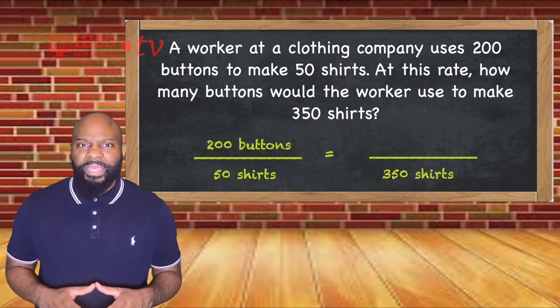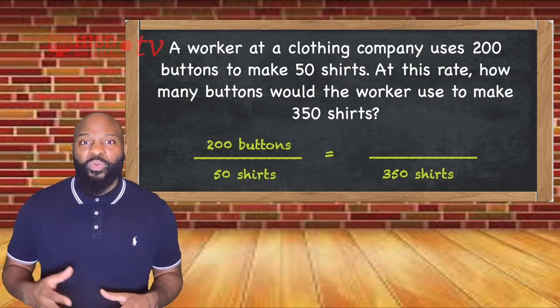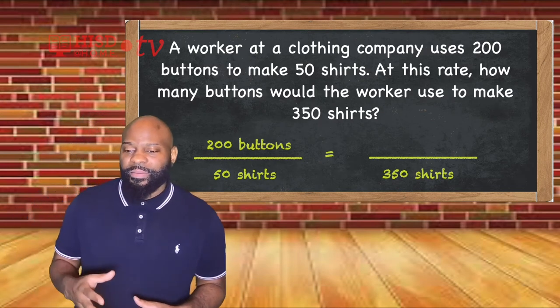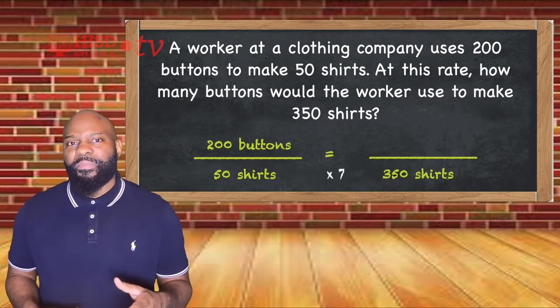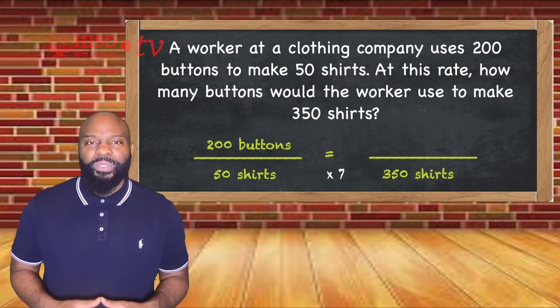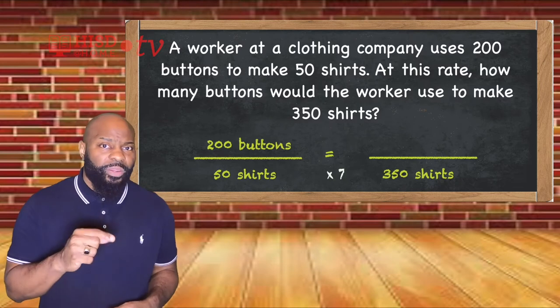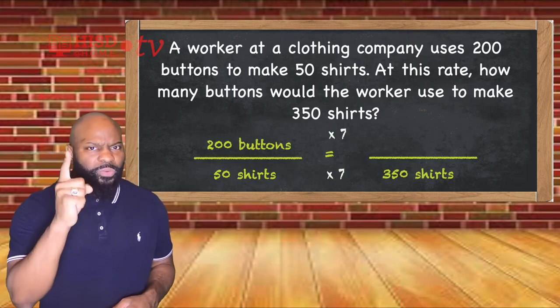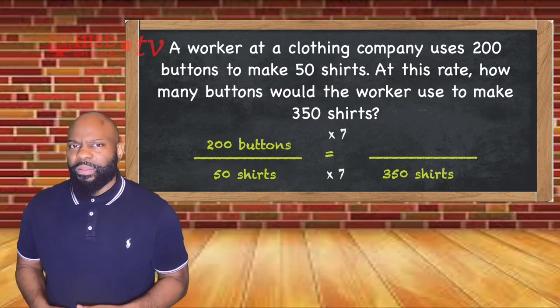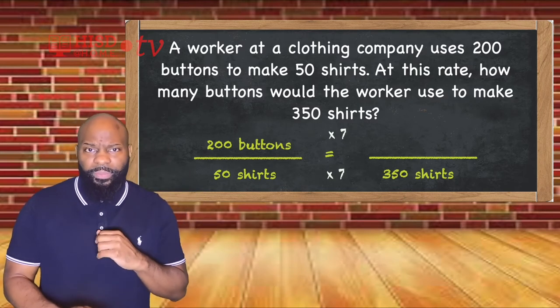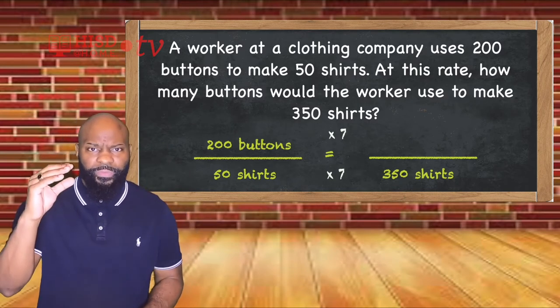So in this case, I'm going from a smaller number to a bigger number. Therefore, I'm just going to multiply times 7. I know 7 times 50 will give me 350 shirts. Okay, and whatever I do for the bottom, I must do for the top. Remember that, okay? With proportions. What you do for the top, do for the bottom. What you do for the bottom, you do it for the top.